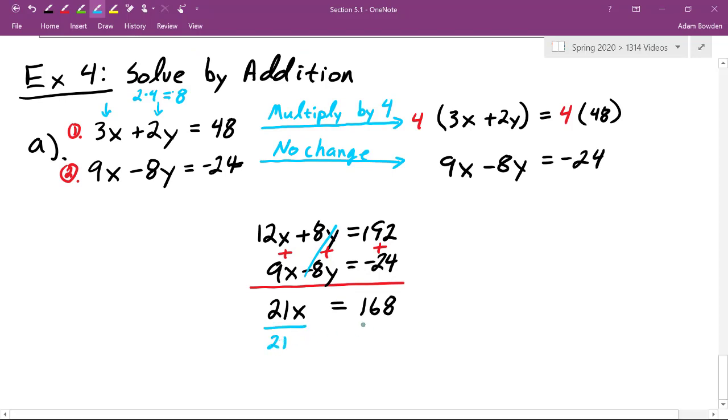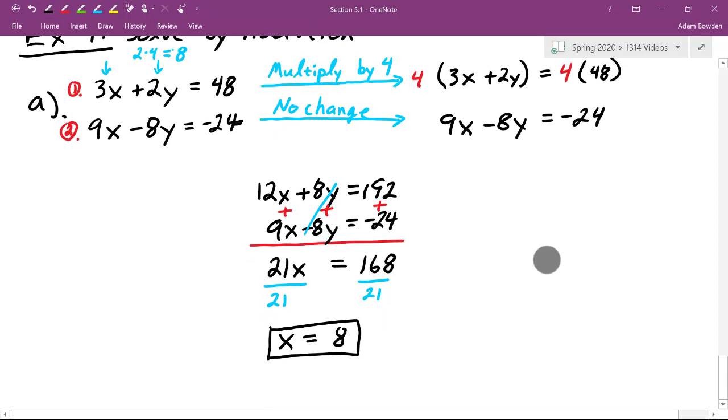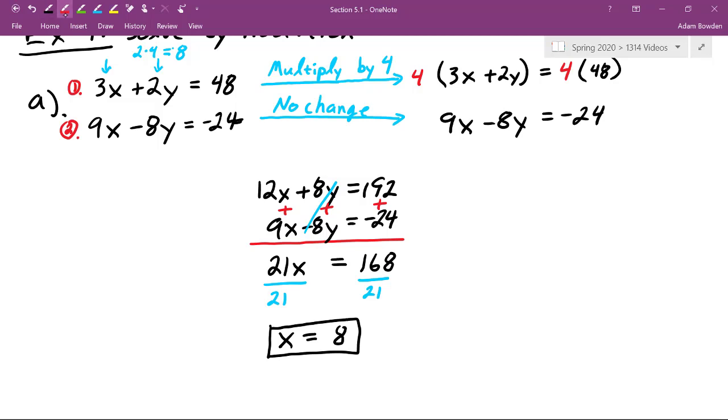We can divide both sides by 21. And what we'll have is x is equal to 8. And so now we have a solution for one of the two variables. Now it's just left to do is to substitute in for x and solve for y. So I'm going to substitute x equals 8, and I can use either equation 1 or equation 2. I'm just going to use equation 1.